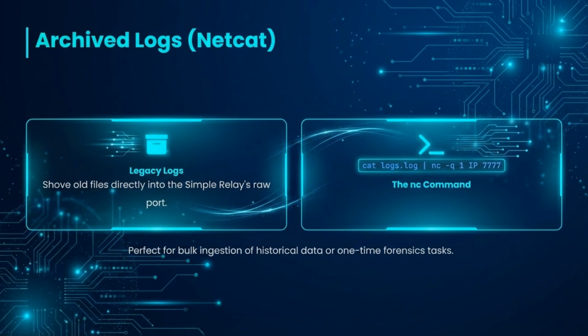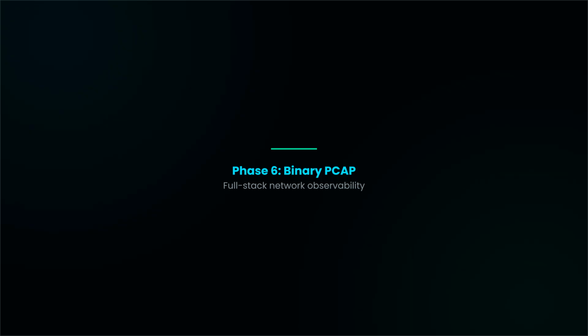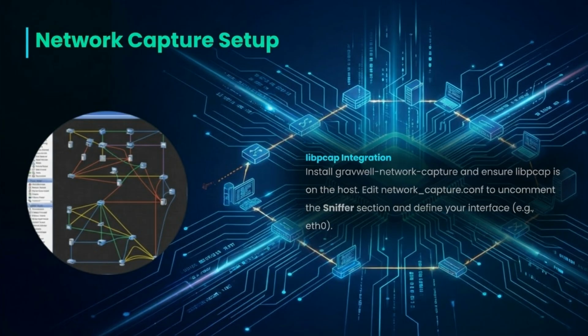For archived or legacy logs, Netcat can shove old files directly into the Simple Relay's raw port. This is perfect for historical data or one-time forensics tasks. Phase 6 focuses on binary PCAP, enabling full-stack network observability through capture and ingestion. Gravwell's PCAP capabilities allow deep inspection of network traffic for security and performance analysis.